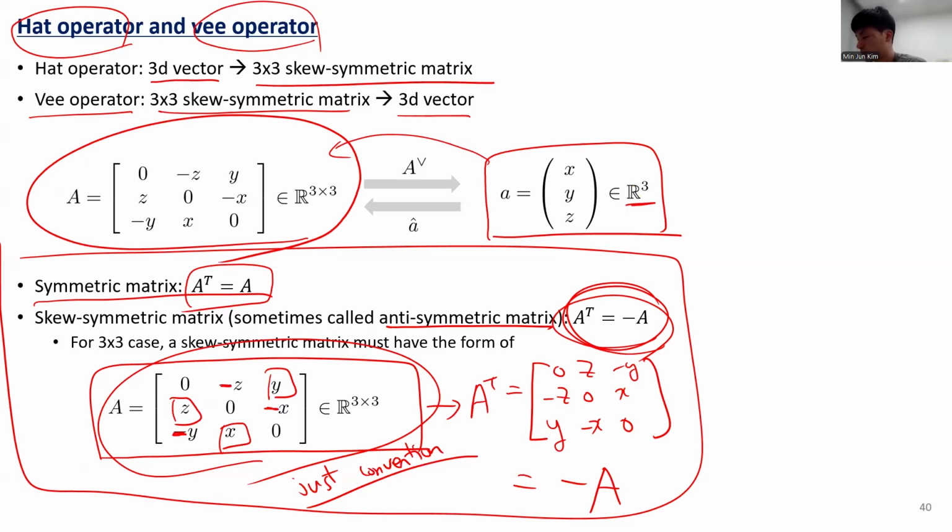And these operators are called the hat operator. So this is a vector. If you put a hat here, then you get a 3 by 3 skew-symmetric matrix. And this capital A is a skew-symmetric matrix. And if you apply a V operator, something like that, then you get a 3 by 1 vector. Okay.